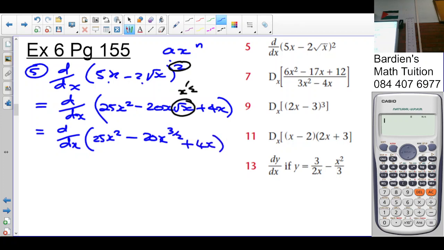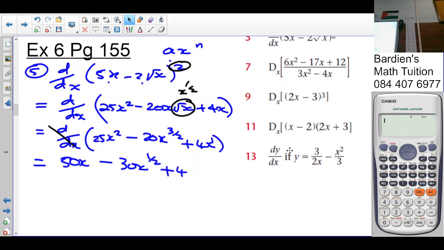Is it now in the form of ax to the exponent n? Yes. So what do we have now? I can apply the derivative. When I apply the derivative, I drop the differentiation sign. So it's 25 times 2 is 50x minus 20 multiplied by 3 over 2 is going to give you 30x to the 1 over 2 plus 4 times 1 is 4, x to the 0. Okay. Any questions here? No?